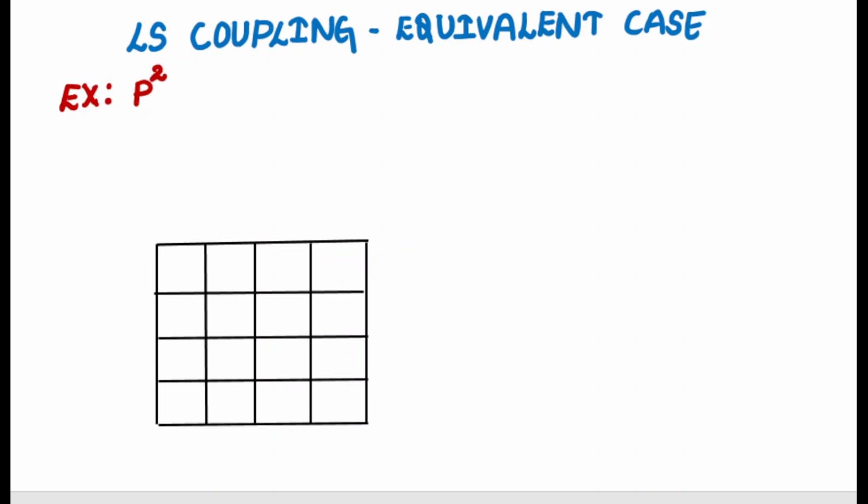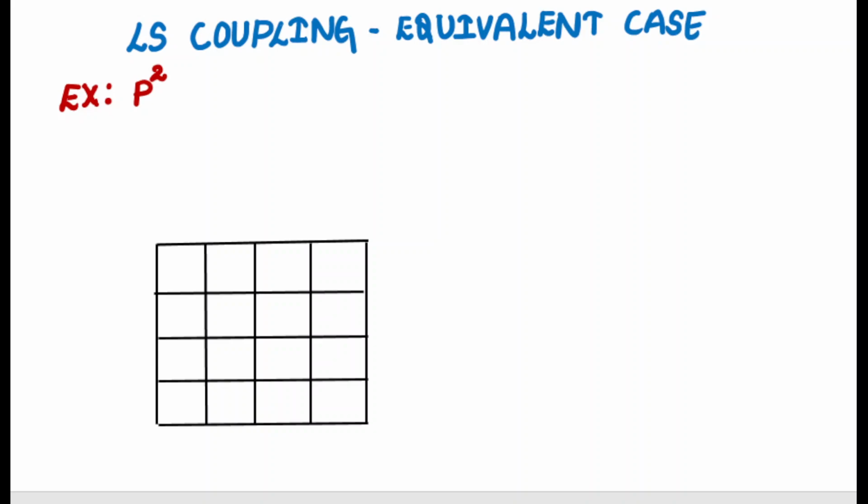In today's video, I'm going to explain LS coupling, the equivalent case. This topic is quite important for the KCET examination under the physical science question paper. Let us start with the concept called LS coupling, the equivalent case.